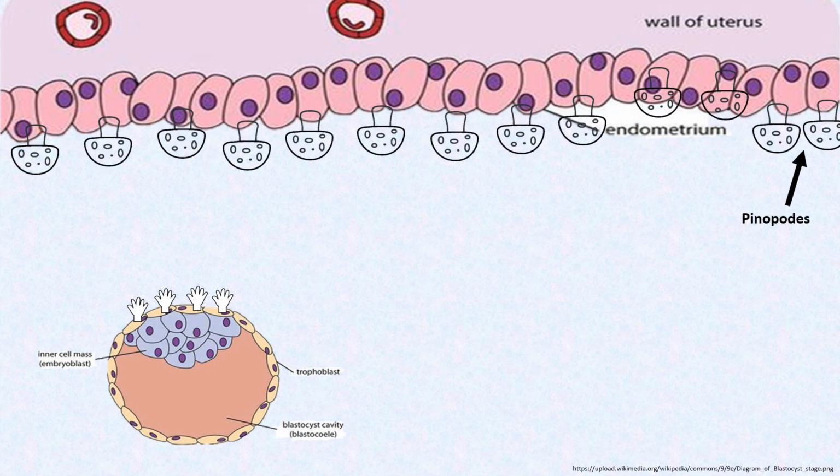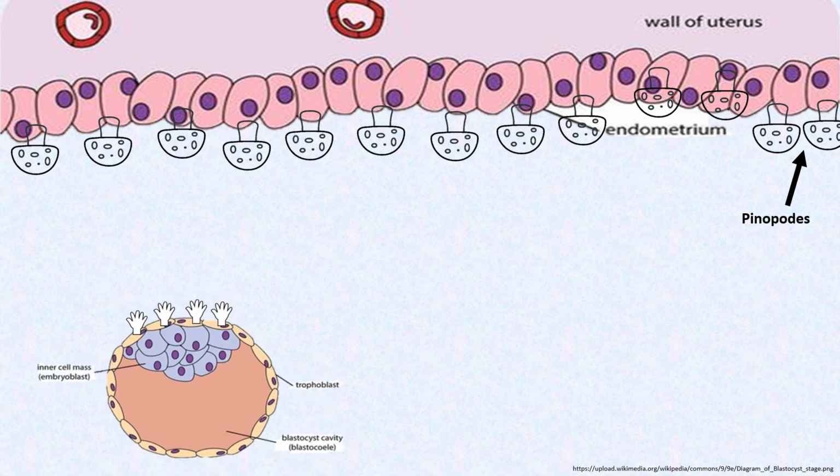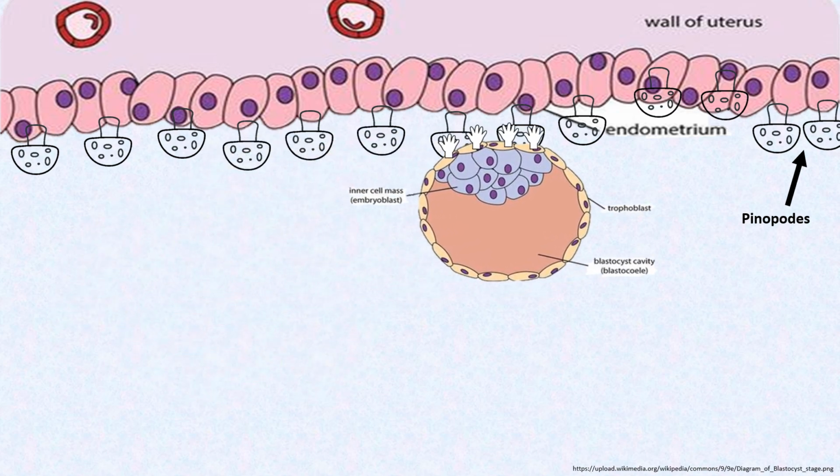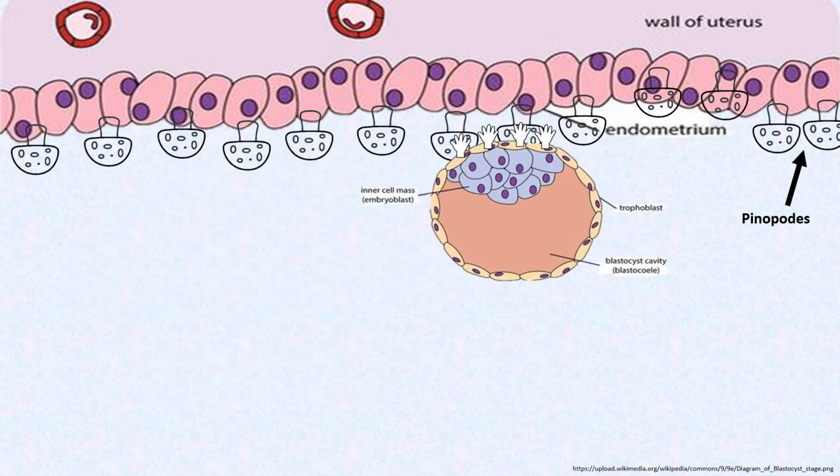The blastocyst has now completely shed the zona pellucida. The trophoblasts now expose little microvilli. The endometrium epithelium contains mushroom or balloon-like protrusions, called pinopods. The microvilli on the trophoblasts adjacent to the embryoblast loosely attach to the pinopods on the endometrial epithelium. The blastocyst is now essentially stuck to the endometrium.